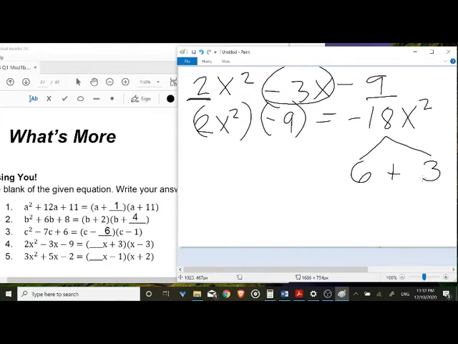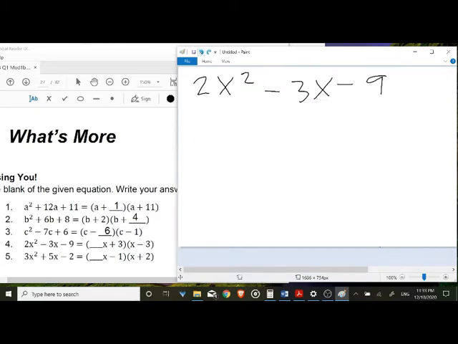Tapos, dahil negative, isa sa kanila mag-negative. Pag in-add po natin, dahil negative yung sagot, siyempre, ang magdadala ng negative sign is yung mas malaking number. So, negative 6 plus 3, that is equal to negative 3. So, lagay lang natin si x. Again, negative 6x times 3x, that's negative 18x squared. Pag in-add negative 6x plus 3x, that is equal to the middle term, negative 3x.